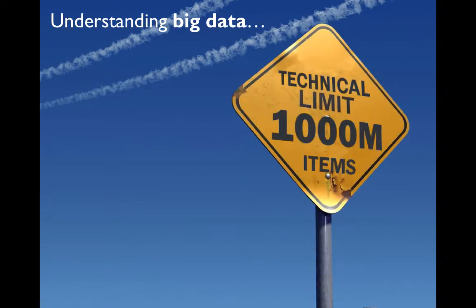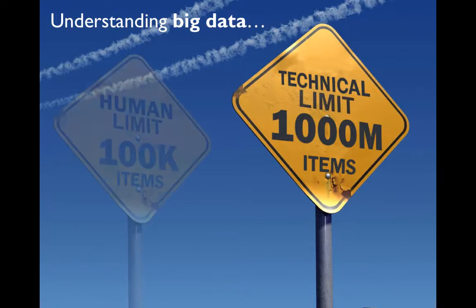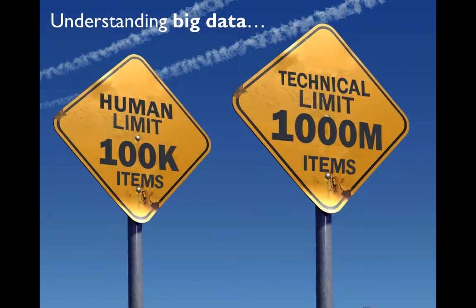To understand big data, we also need to know what our limits are. The technical limit that we can deal with is about a billion items, 1,000 million items. That's technically, but humans can only deal with about 100,000 items. Once you get beyond that, we can't really deal with it. We start doing abstractions automatically in our head, or we get confused.